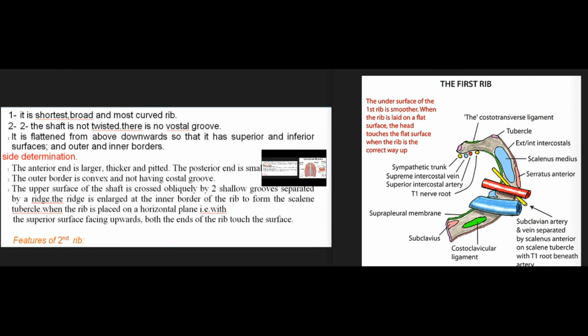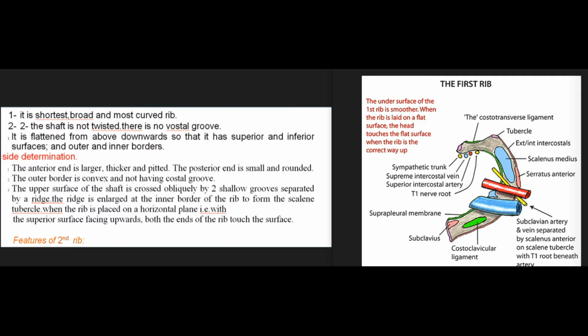First rib, identification. 1. It is the shortest, broadest and most curved rib. 2. The shaft is not twisted. 3. There is no costal groove. 4. It is flattened from above downwards so that it has superior and inferior surfaces, and outer and inner borders.